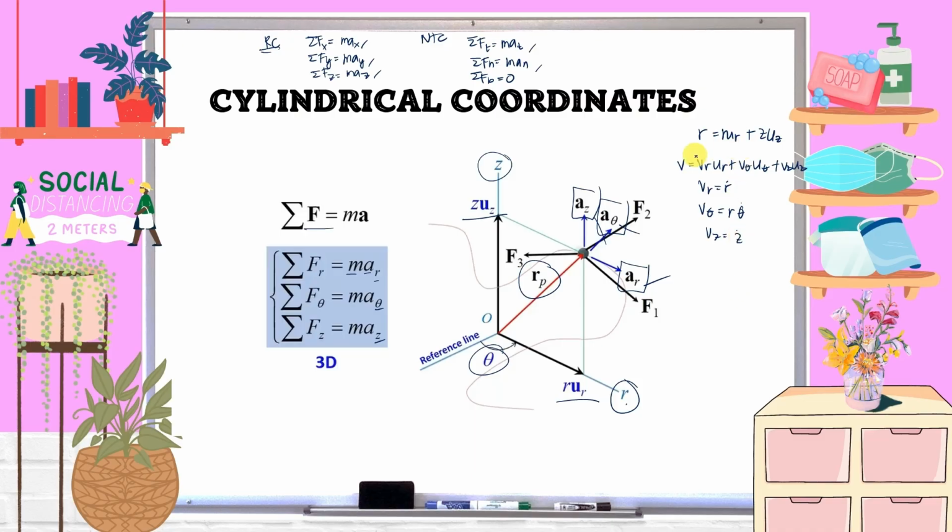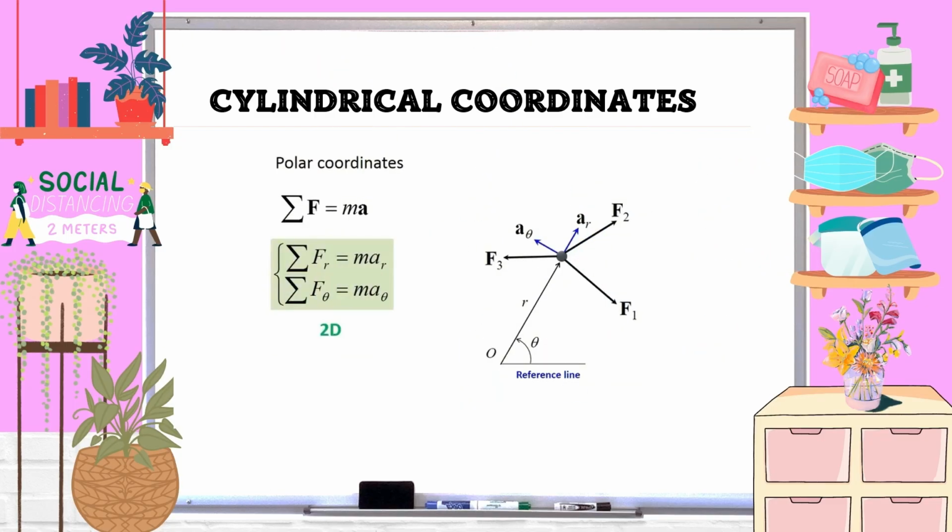Why do we still need to be familiar with this from our cylindrical coordinates? Because we need to find the acceleration, which is a sub r u sub r plus a sub theta u sub theta plus a sub z u sub z, wherein a sub r is represented as r double dot minus r theta dot squared, and a sub theta is r theta double dot plus 2 r dot theta dot, and a sub z is z double dot. This representation is for 3 dimensions. So here we have 2 dimensions. So we have a sub r, a sub theta.